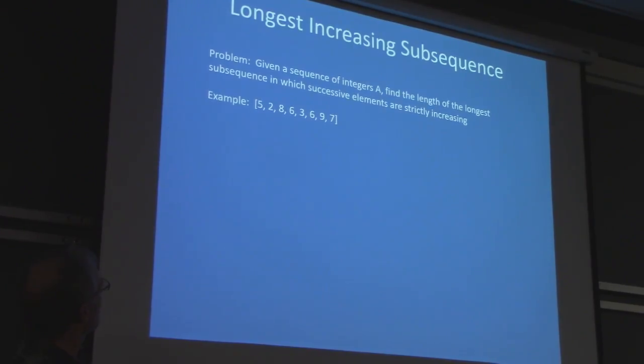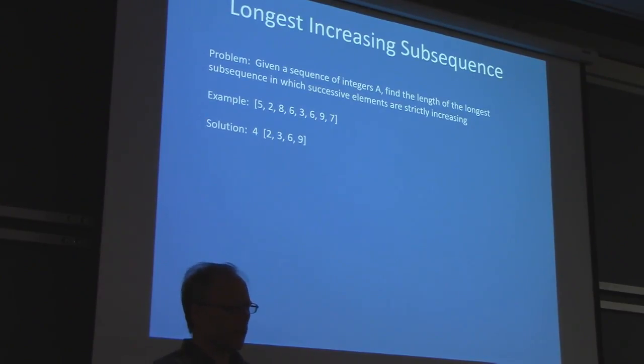And we decided last time that would be either 2, 3, 6, 9 or 2, 3, 6, 7. Length 4. That's the best we can do for this example. All right, so we want an algorithm to take any list and report the length of the longest increasing subsequence. And eventually we'd like to pull that subsequence out.